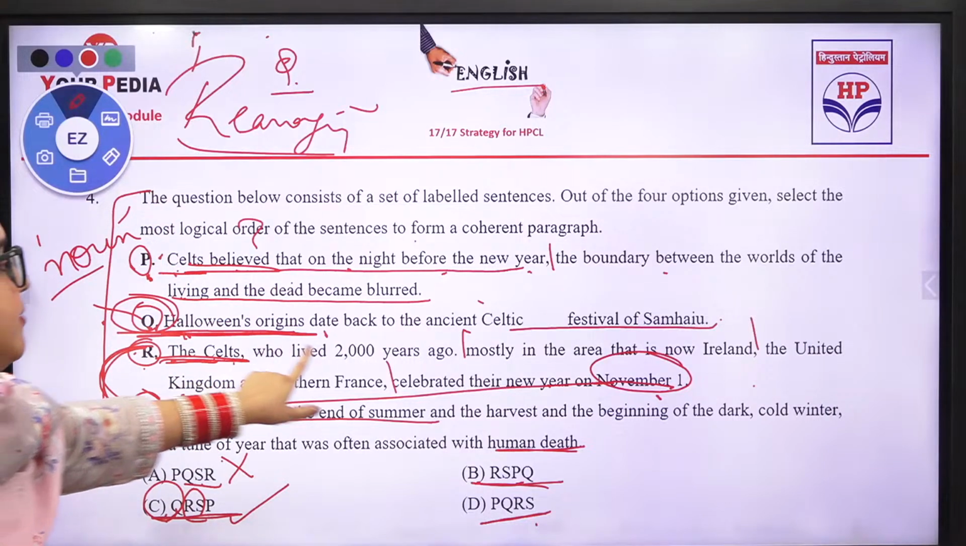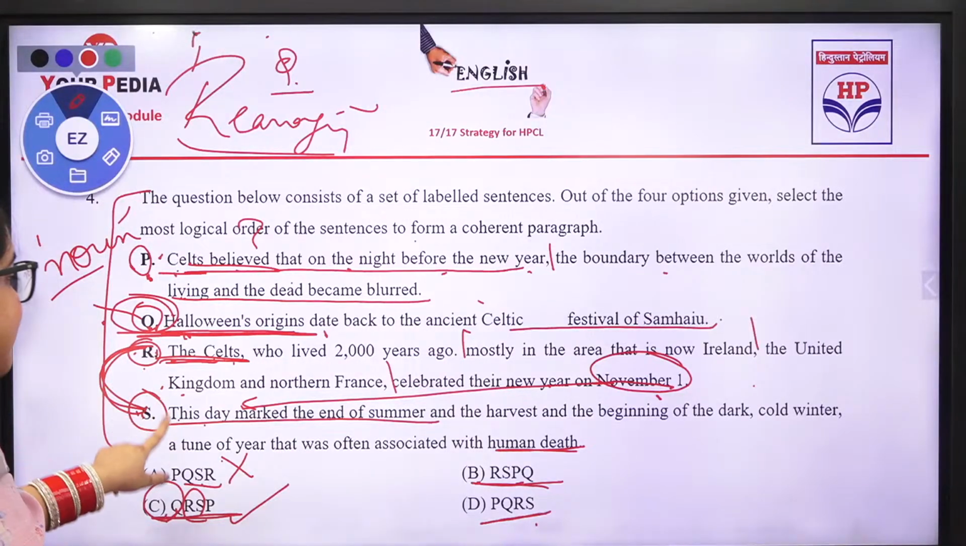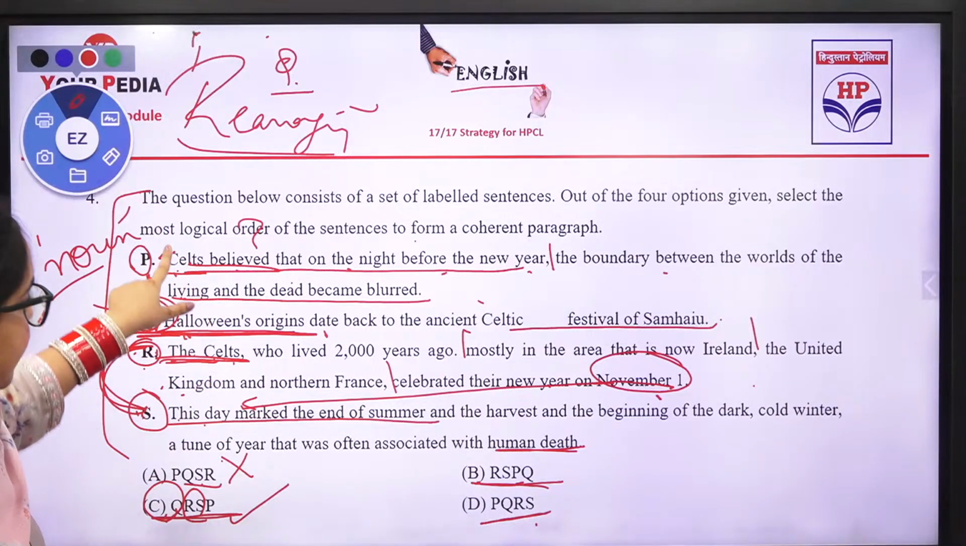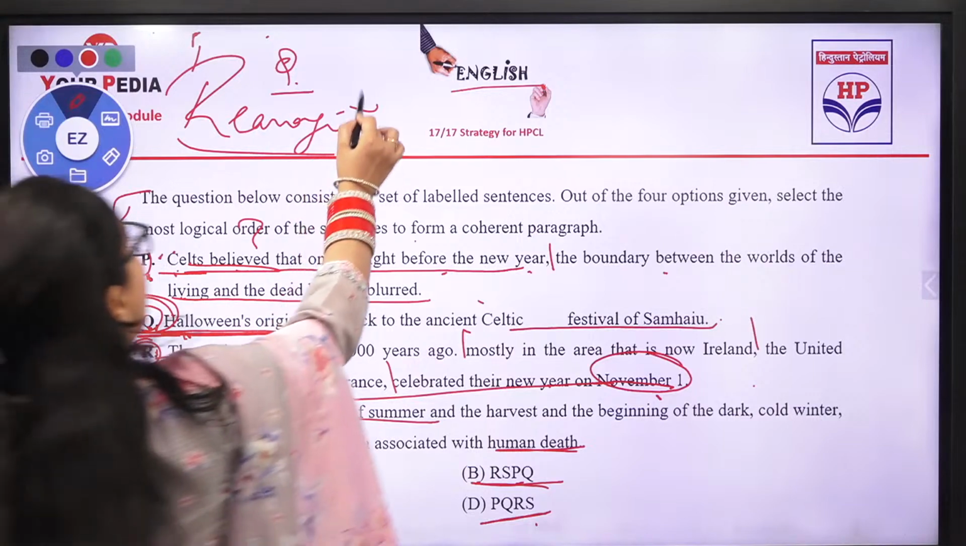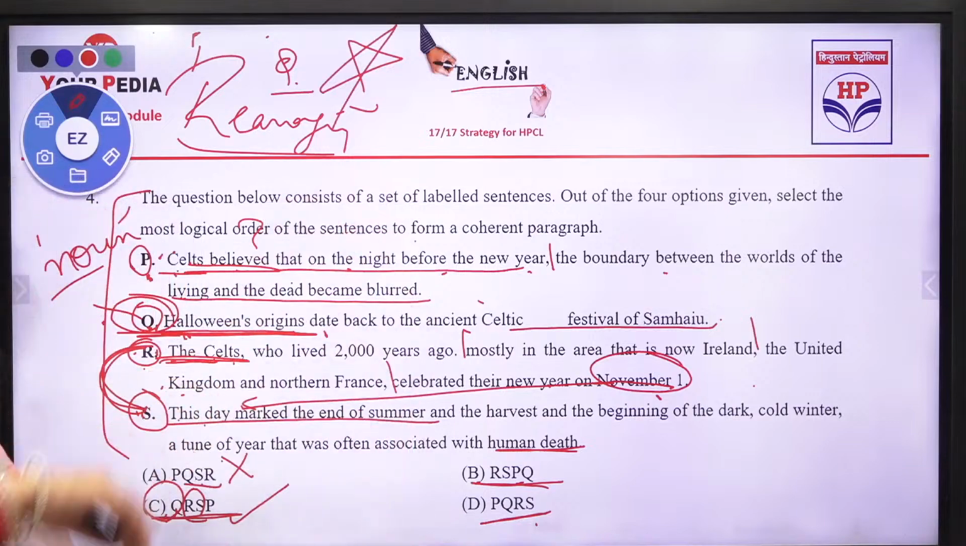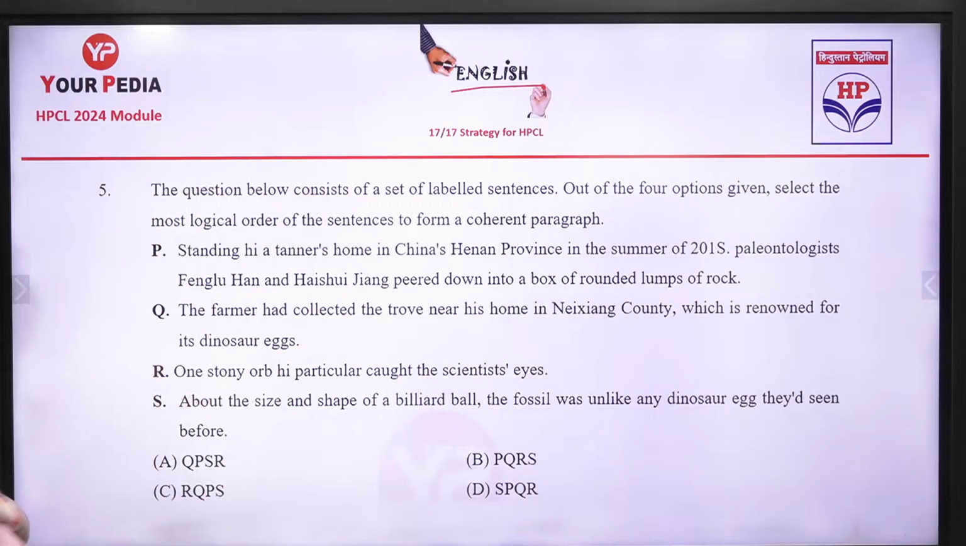The Celts who lived 2000 years ago mostly lived in the area. We cannot have R, S, P and Q. That is not linked, because the very first thing we need is a noun, and it starts with option C. It is Q, R, S and P. All of you answered wrong. Jumbled sentences are a very important part. Sometimes there comes a tricky one. Think carefully before you solve such questions. It's very, very important. Go for the next one now.